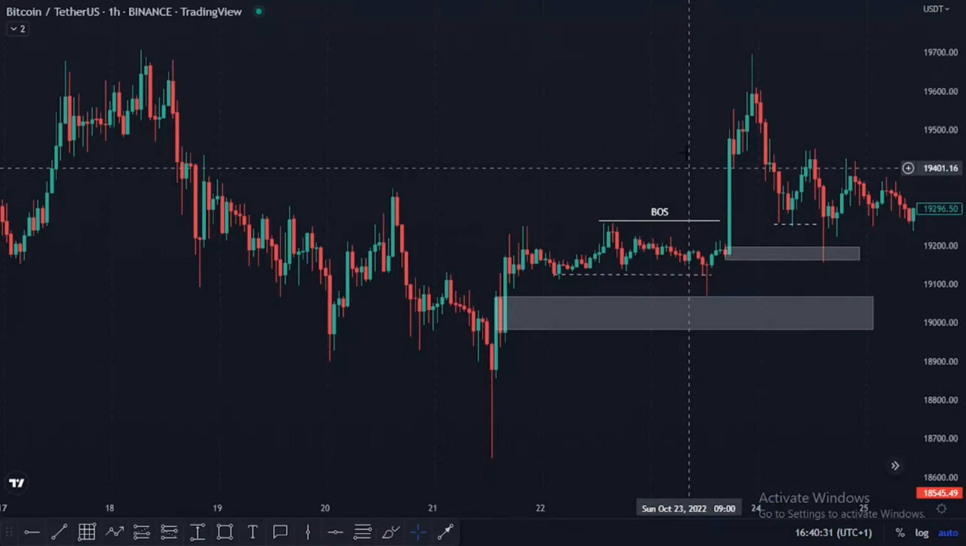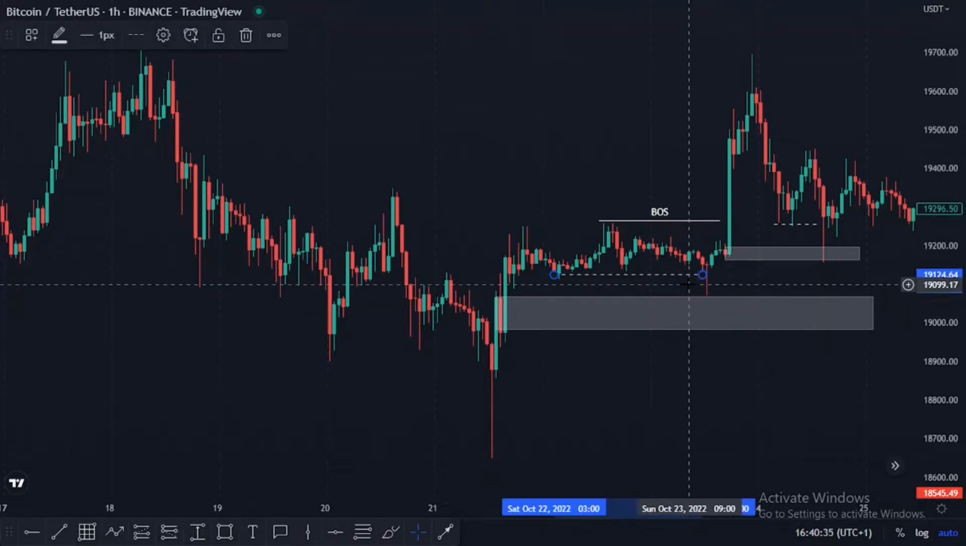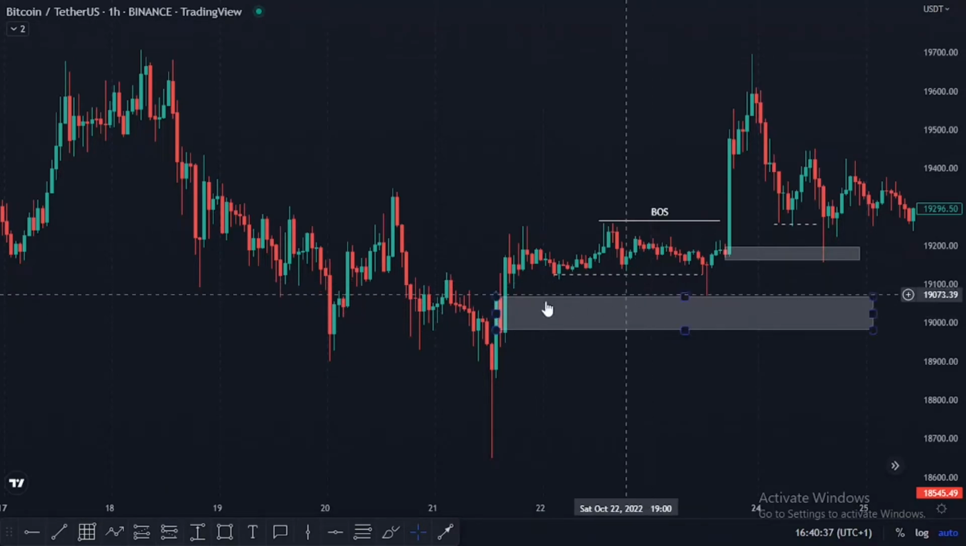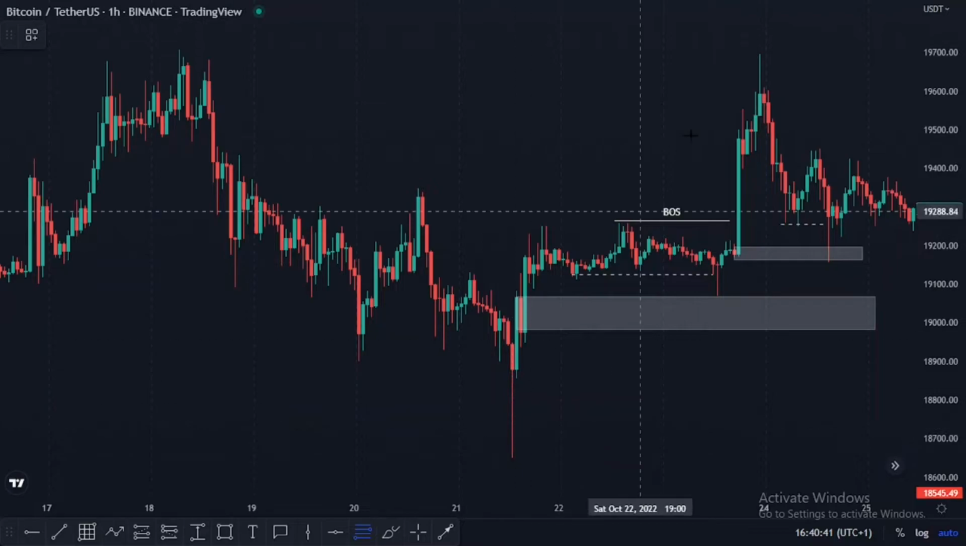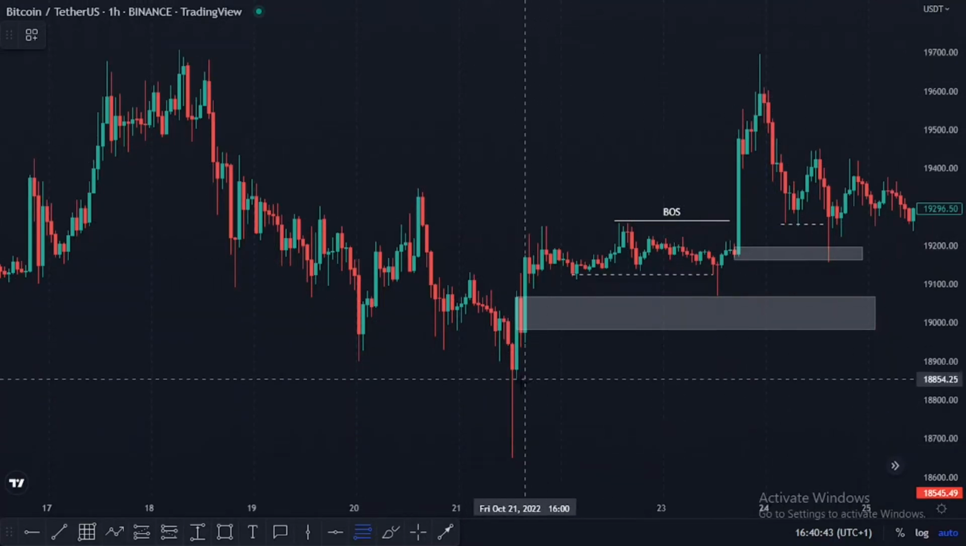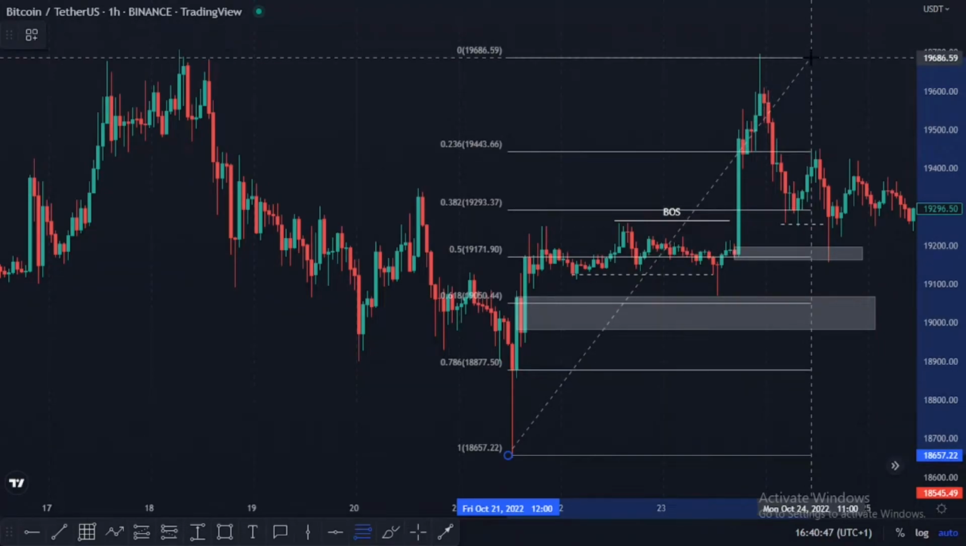Structure is the first important thing. Then after that, you look for other confluences like the liquidity, and sometimes you can use, what's it called, Fibonacci. So let's use Fibonacci over here. This is an uptrend, at least from here to here. So you draw it from the extreme low to the extreme high, right?